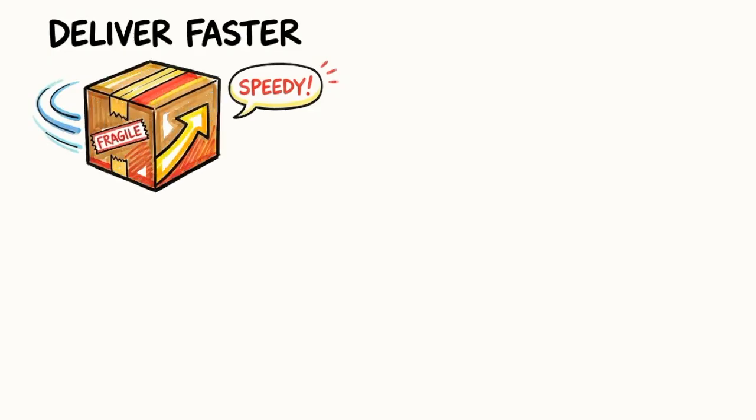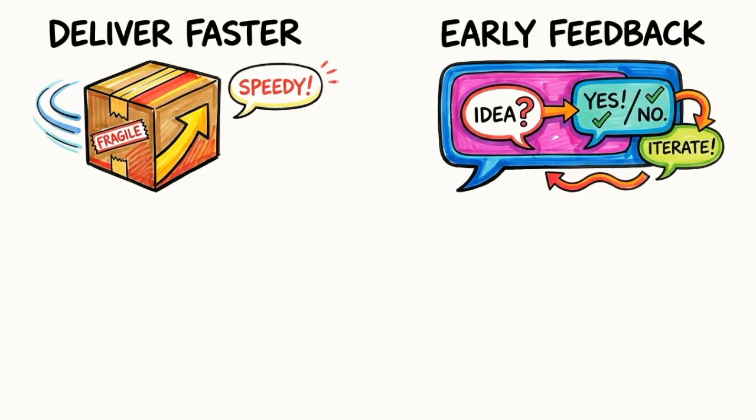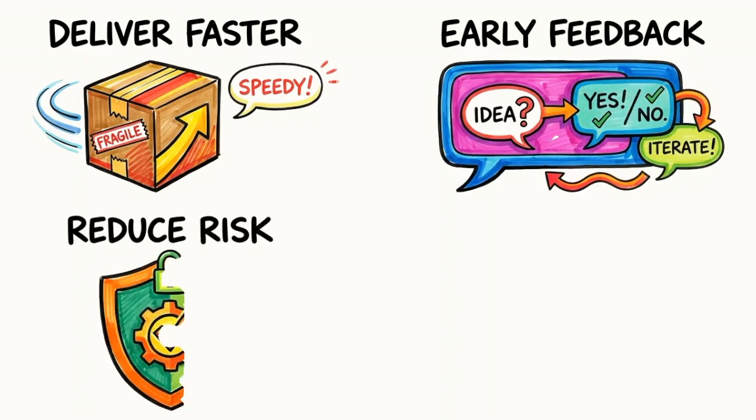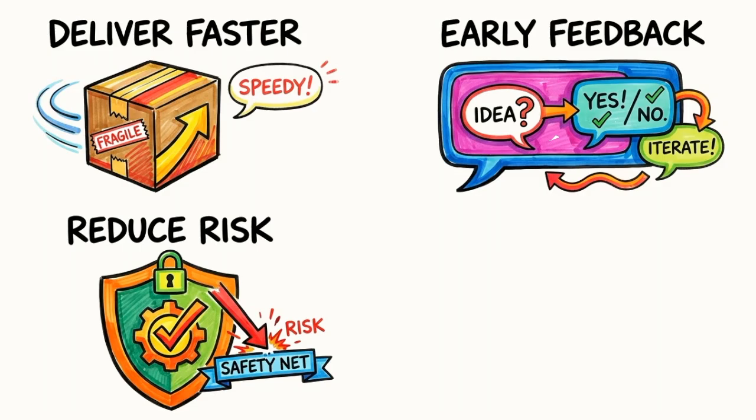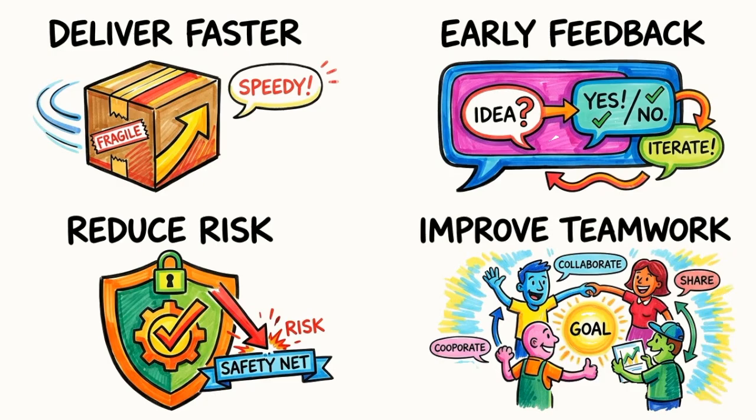First, it helps the team deliver faster because they release small usable pieces instead of waiting for months. Second, they get feedback early, which avoids big surprises at the end. Third, it reduces risk because problems are discovered sooner. And finally, Scrum improves teamwork because everyone knows the goal and their responsibilities.